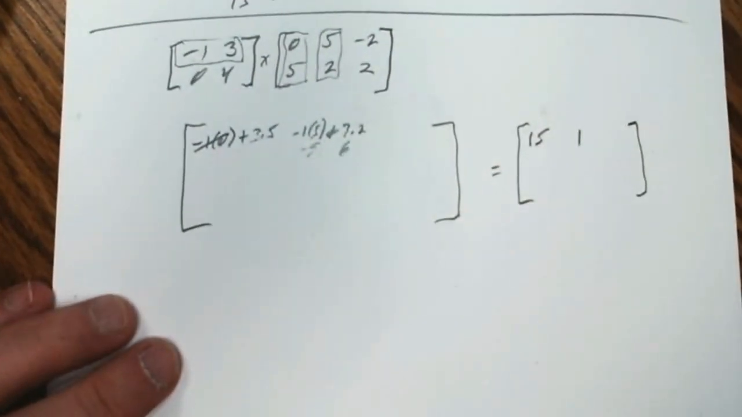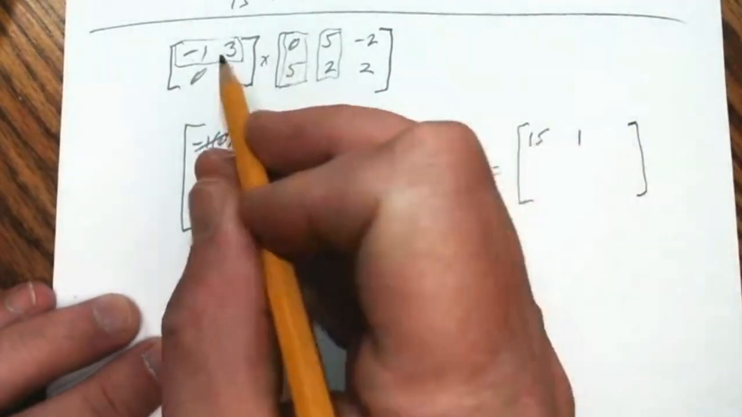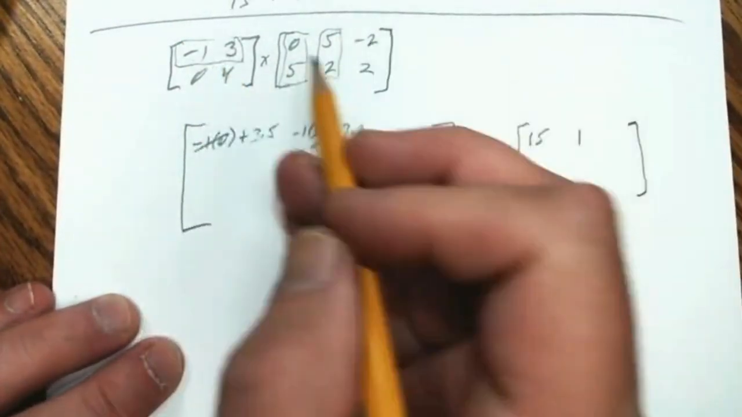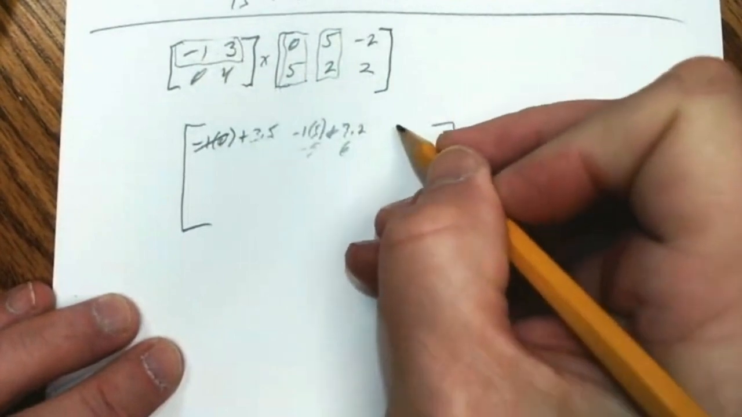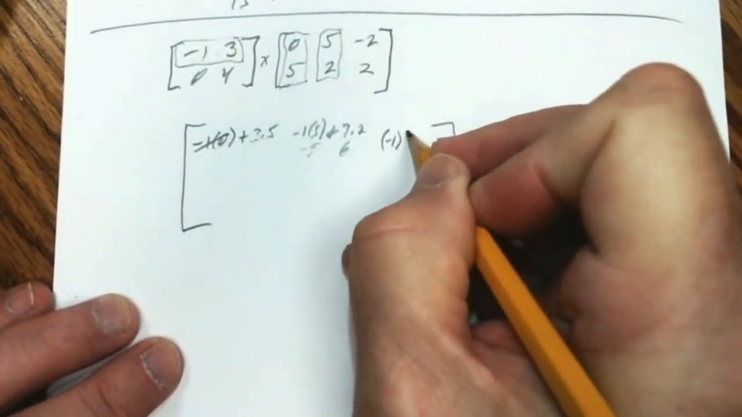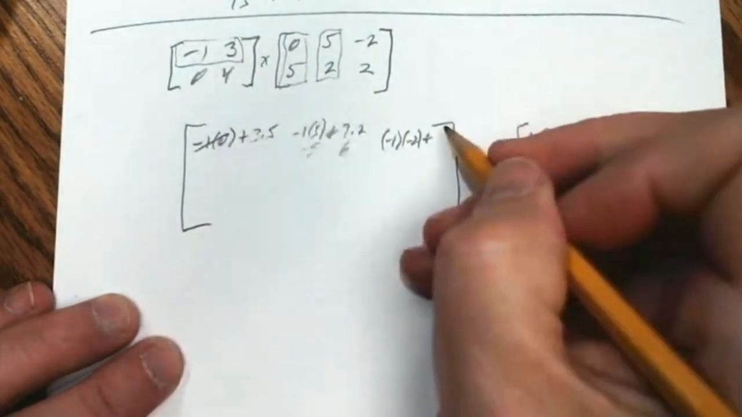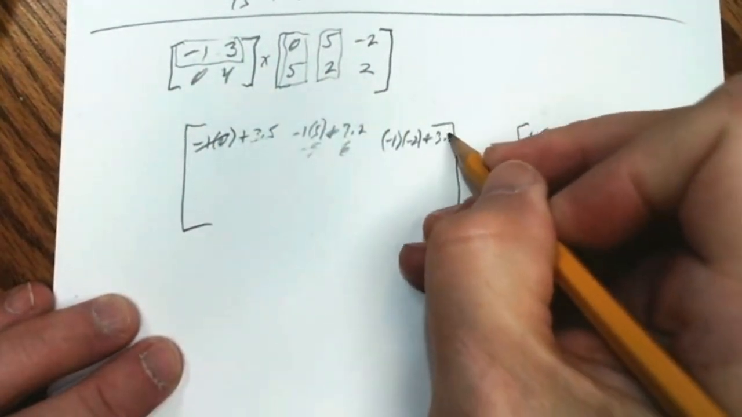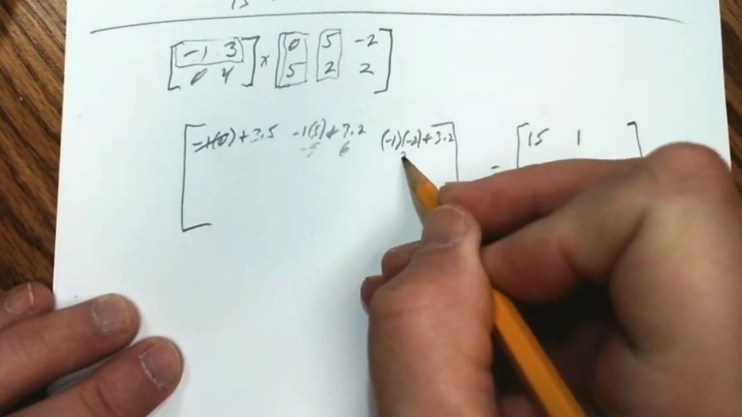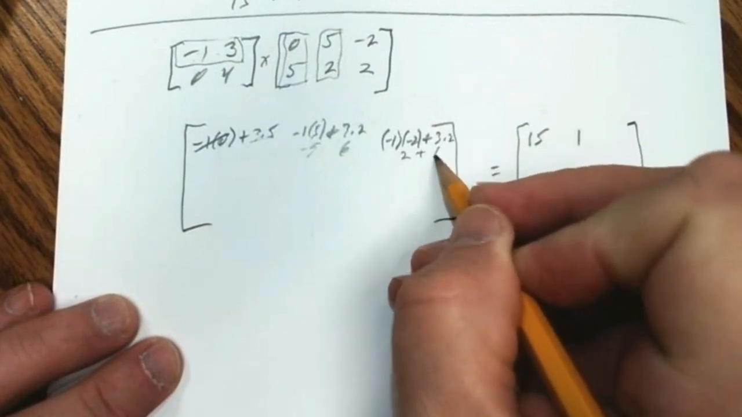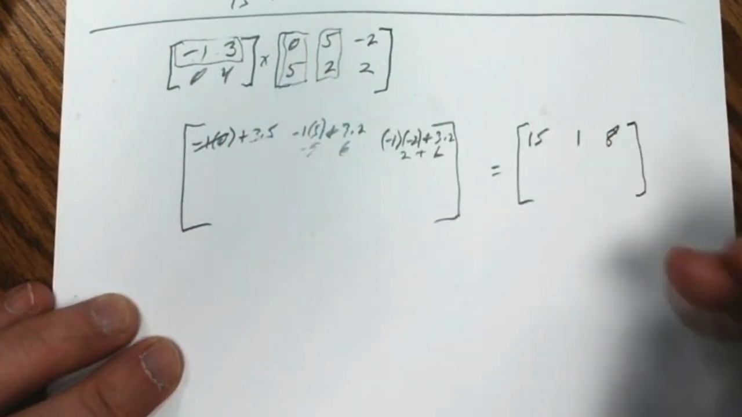Now the first row times the third column. Negative 1 times negative 2, added to 3 times 2. Negative 1 times negative 2 is 2. 3 times 2 is 6. So 8.